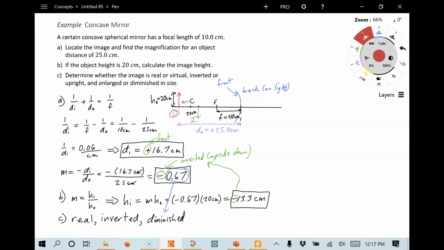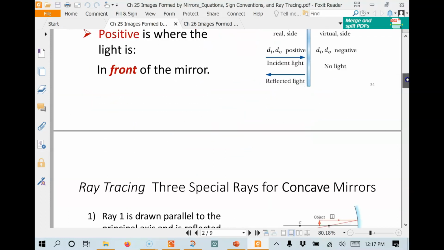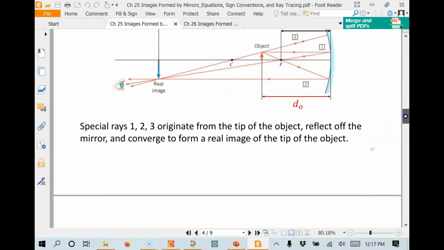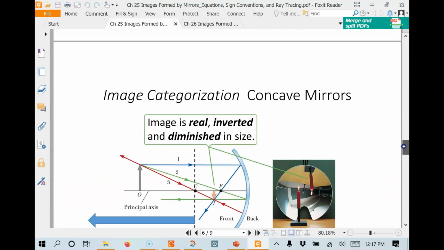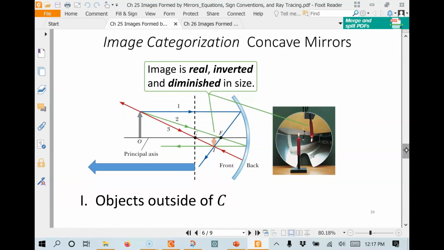It's beyond C. Now, if we go and check back with the equation that tells us about mirrors, here's your sign conventions, etc., and a little bit about ray tracing. Keep going down. We have a categorization of all the types of images you're going to have based on where the object is placed, right? So for this one, the object is outside of C, and the type of image you get is a real, inverted, diminished image, exactly as we saw, and so that makes sense.